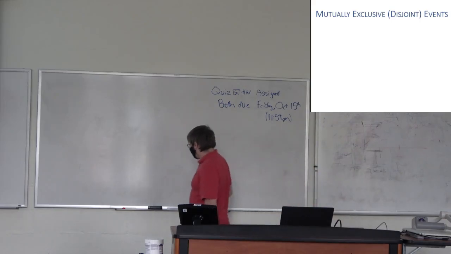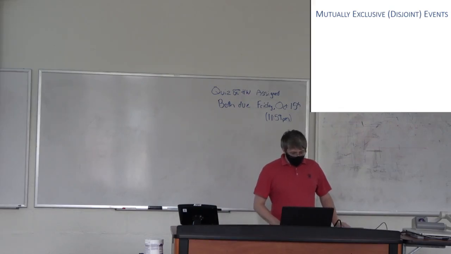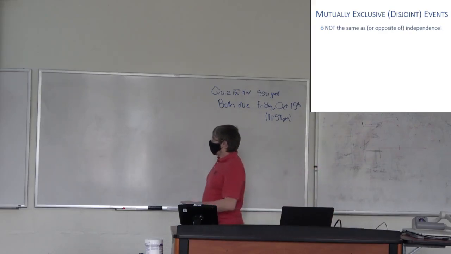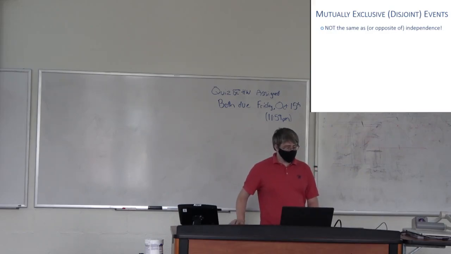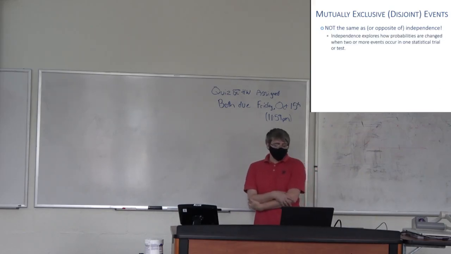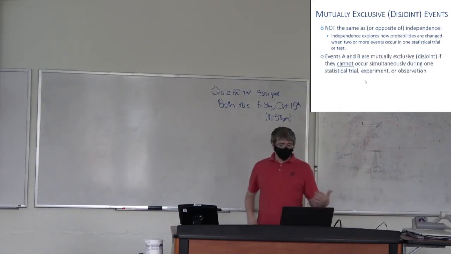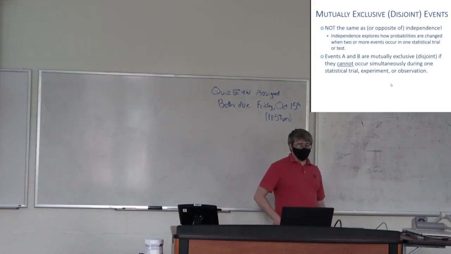So one thing I wanted to talk about today, we talked about independence last time, and I want to talk about this idea of mutually exclusive or disjoint events. It's not the same as independence. It's actually, or even, the opposite of. They're two different types of concepts here. Independence explores how probabilities are changed when two or more events occur in one trial or one test. Events A and B are mutually exclusive or disjoint if they cannot occur simultaneously during one statistical trial, experiment, or observation.